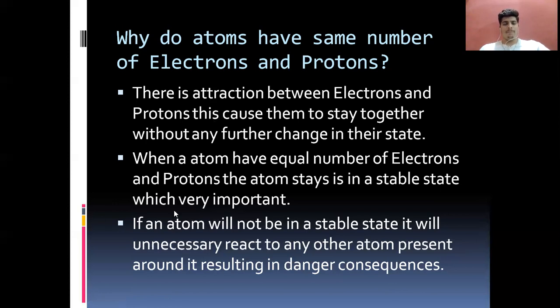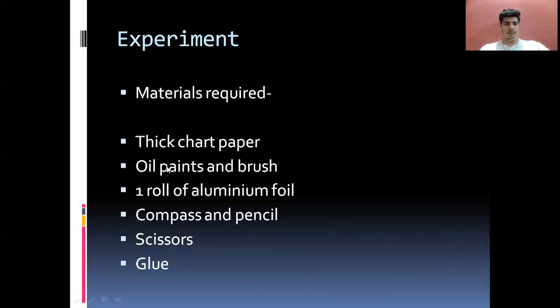Now, here's an experiment. The material required is a thick chart paper, then oil paint and a brush, which you might have at your home, and one roll of aluminium foil. You may ask your mother, and she can give you that aluminium foil. Then a compass and pencil, scissors, and glue. These are all common things you might have at your home.